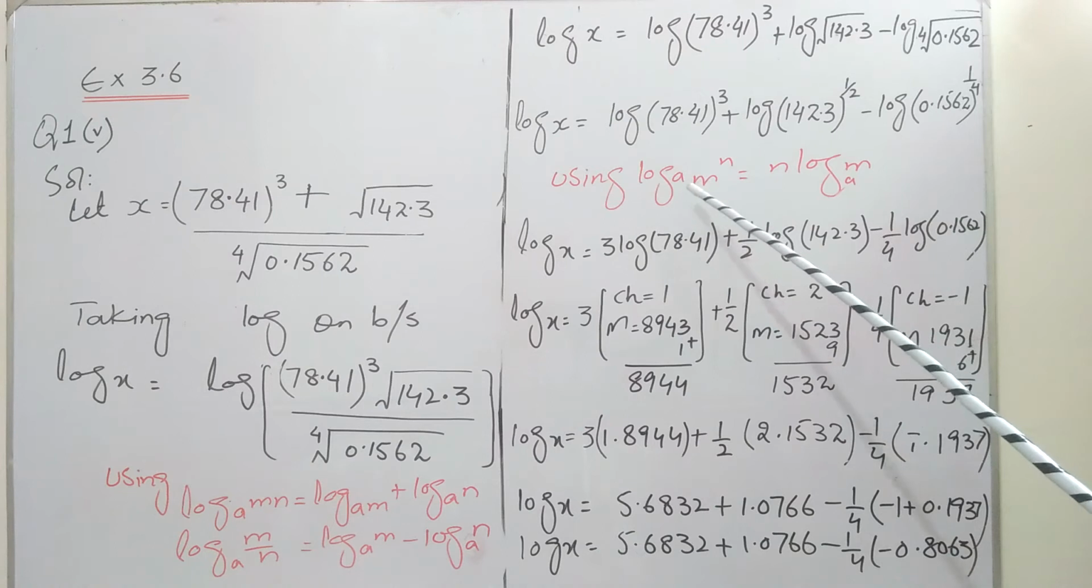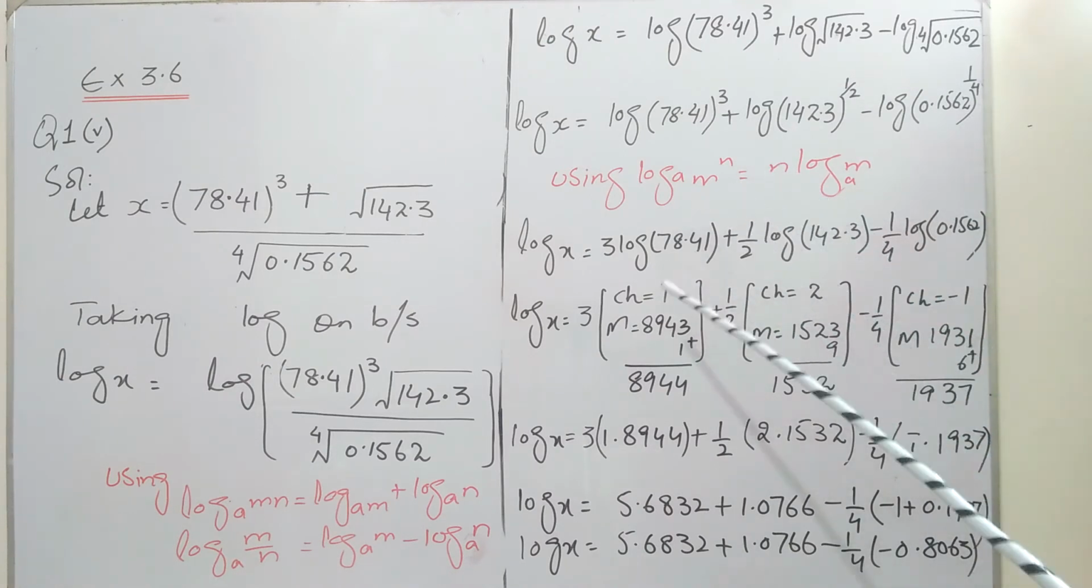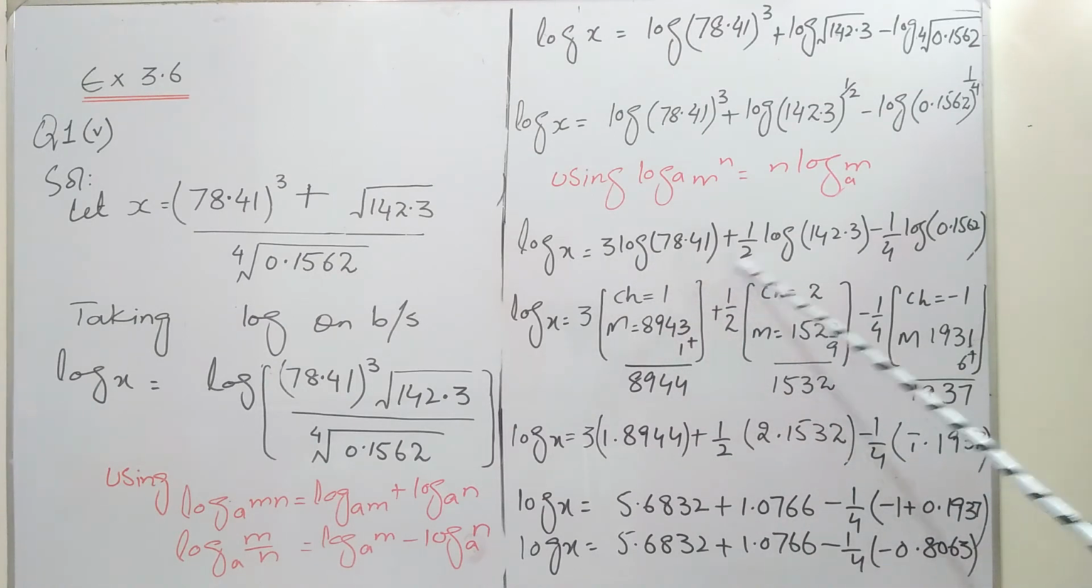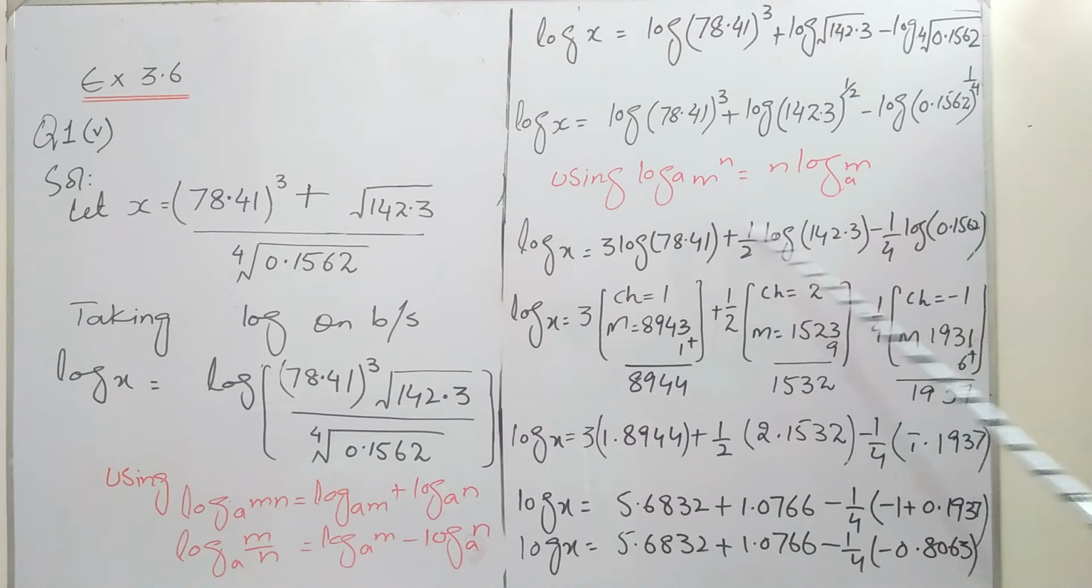Now in the next step, we will use log of m raised to the power n is equal to n log of m, or simply the power is shifted to the front of the logarithm. So log of x is equal to 3 log of 78.41 plus 1 by 2 log of 142.3 minus 1 by 4 log of 0.1562. Now we have to find the logarithm of all these three values.